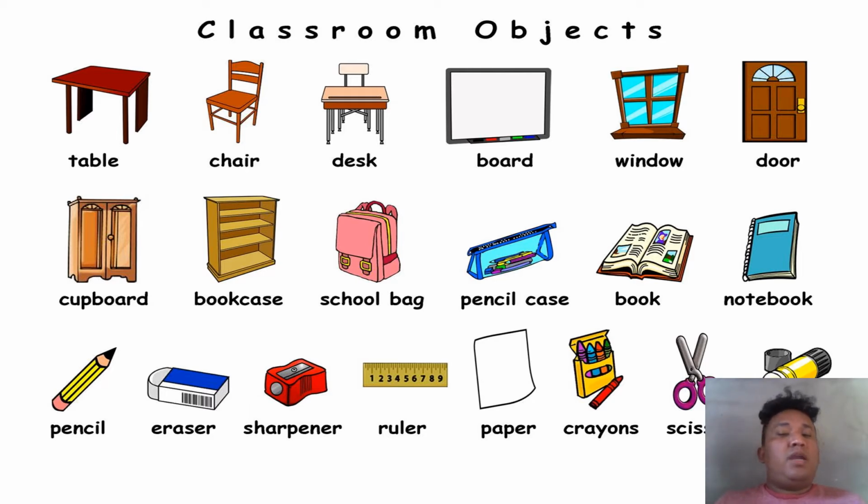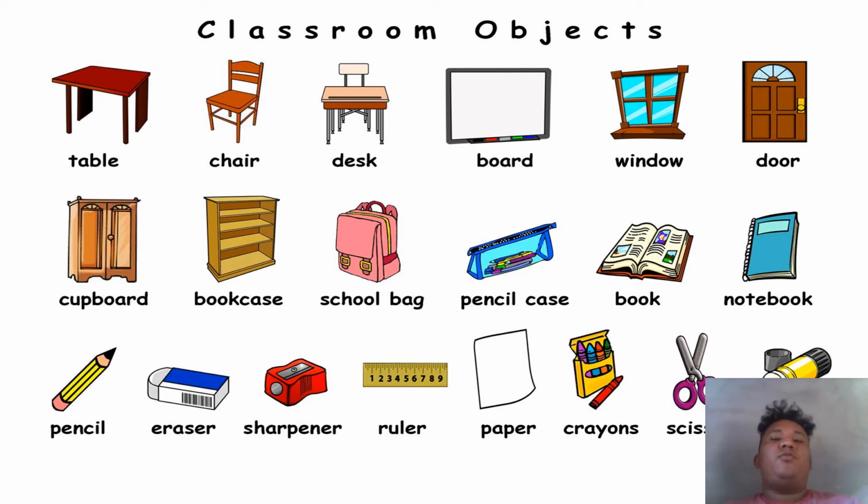For example, we have the table, we have a chair, we have a desk, board, window, door, we have a cupboard, we have a bookcase, a school bag, pencil case, book, notebook, pencil, eraser, sharpener, ruler, paper, crayons, scissors. And the other ones is, I can see. Okay, you have this vocabulary that you can use to complement the verb to be.